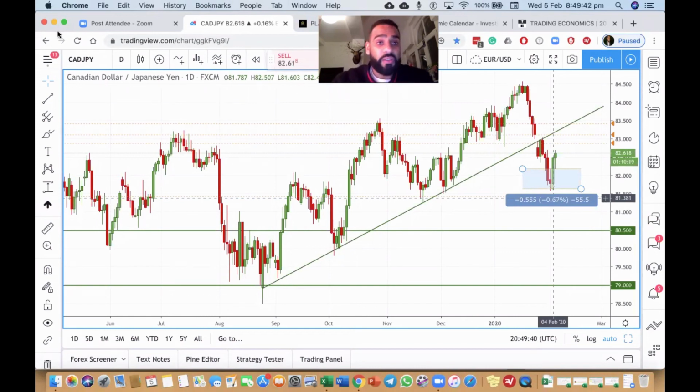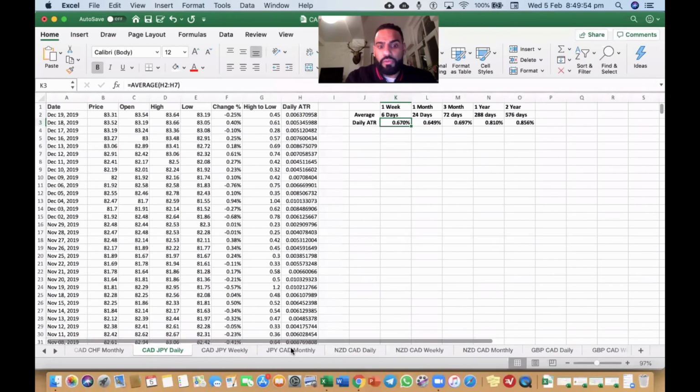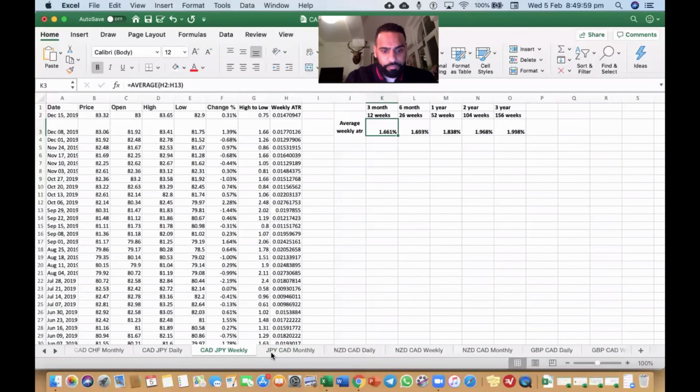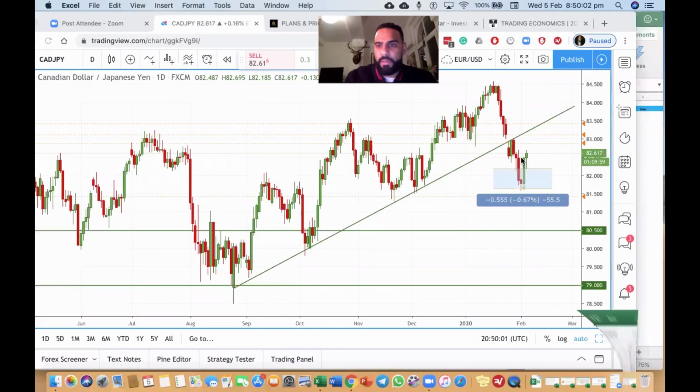Hence why we have to trade over higher time frames. So we look to trade over 1 to 3 months with a 1 to 3 month risk to reward ratio, so we can catch the volatility that shows us that they're the time frames that give us the most moves. So let's say we're looking at the Canadian dollar, Japanese yen over a monthly time frame. 3.3% is how much it moves.